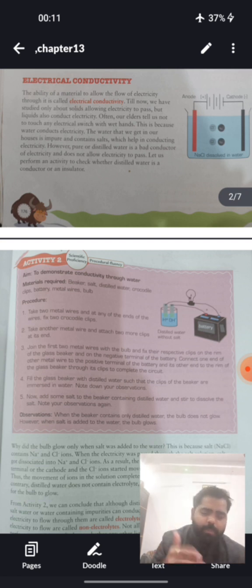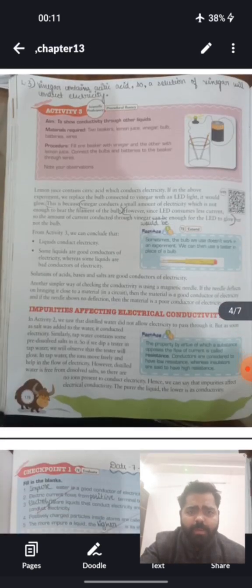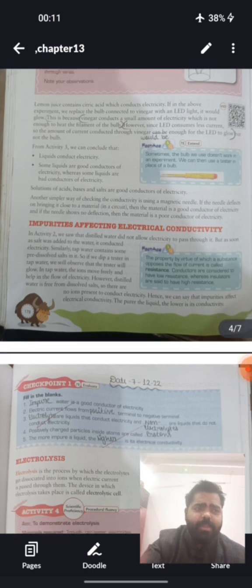So coming to the point of liquids which allow electricity to pass through them are called electrolytes, and the ones which don't allow are called non-electrolytes. Now again, basically impurities affect electrical conductivity. For example, if we say tap water or distilled water, you have to understand the water is the same only, but tap water basically means something which has more amount of impurities.